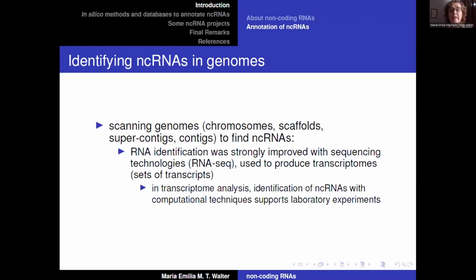It's important to say that in transcriptome analysis, this identification or annotation of non-coding RNAs in silico supports laboratory experiments, where the biologists have to prove that this is really true. Next, please.